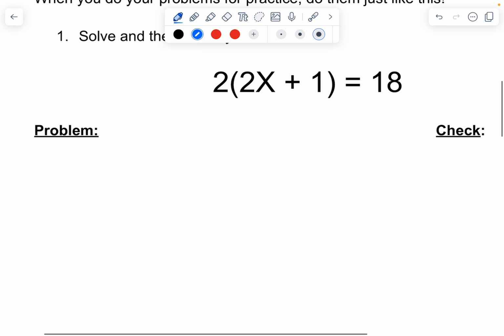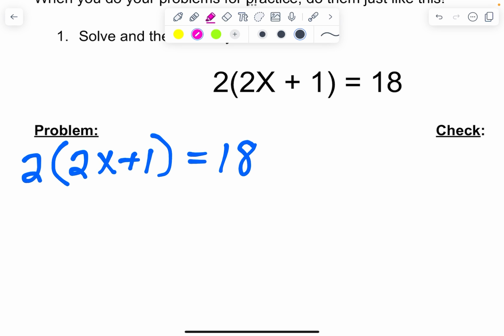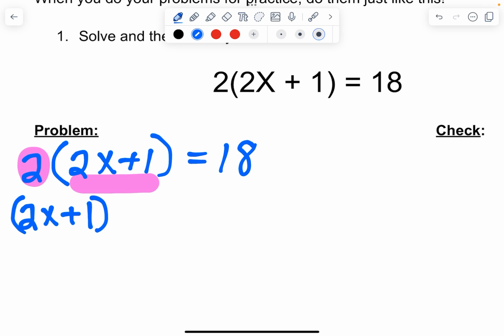So you're going to notice the first problem. I'm going to write it down as 2 parentheses, 2x plus 1 parentheses equals 18. All right, and you're going to notice that there is the number 2 right here in front of the parentheses. What that means is we are going to take 2 of everything in the parentheses. So watch how I write this. I'm going to write 2x plus 1, that is 1 parentheses or 1 package, plus 2x plus 1. There's the second package, and that equals 18.